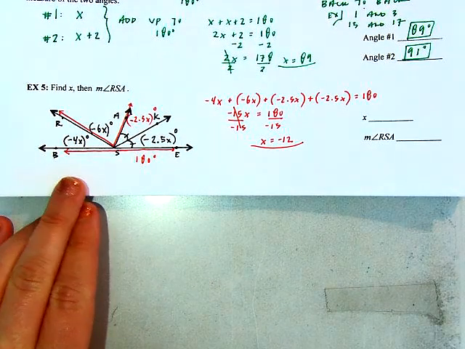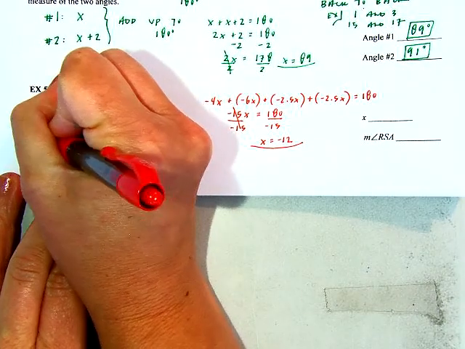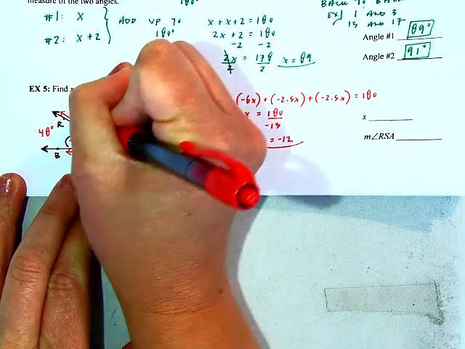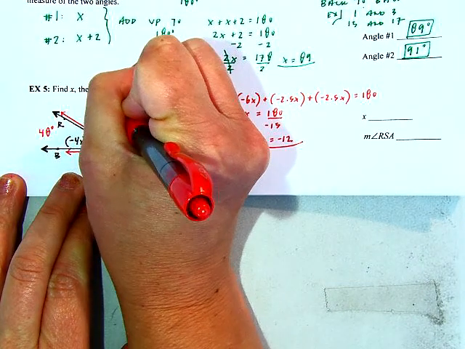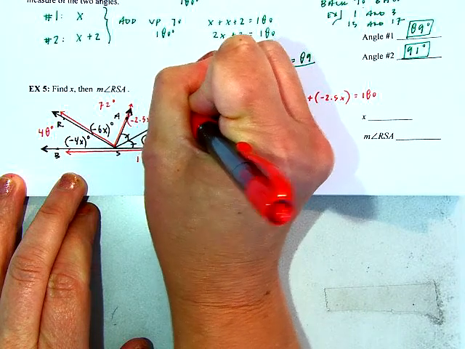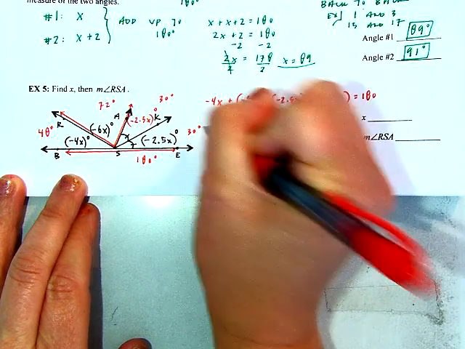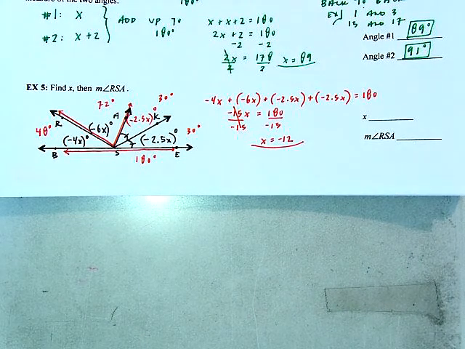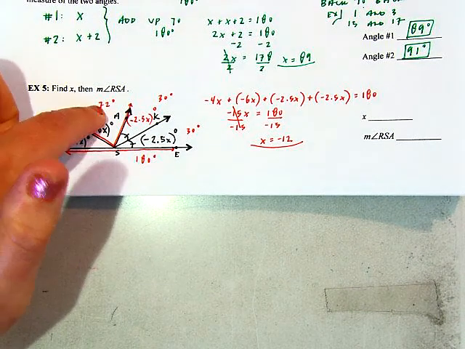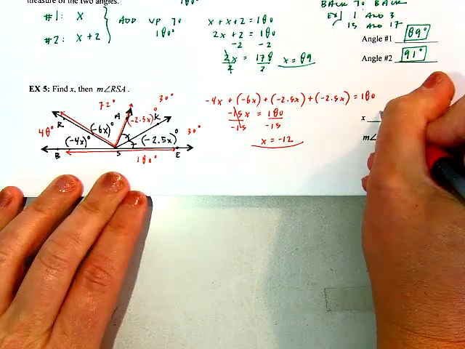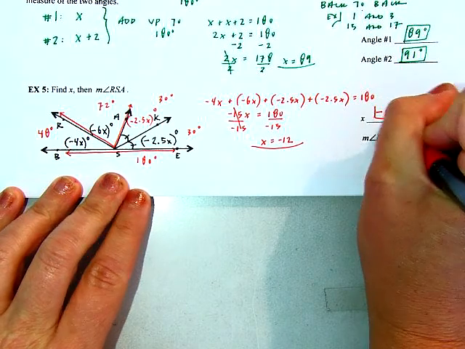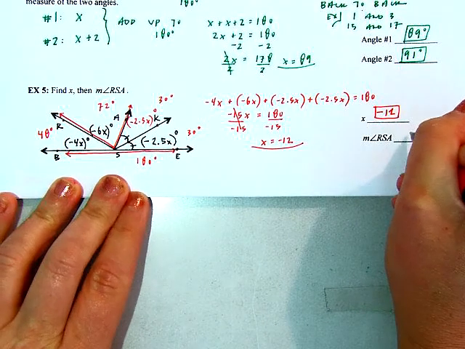If I plug each of those back in then, this measure would be 48 degrees, here would be 72, here would be 30, and here would be 30. So those will sum back to 180, and the one that I want, this one right here, that's 72. So x is negative 12, and the measure of RSA is 72.